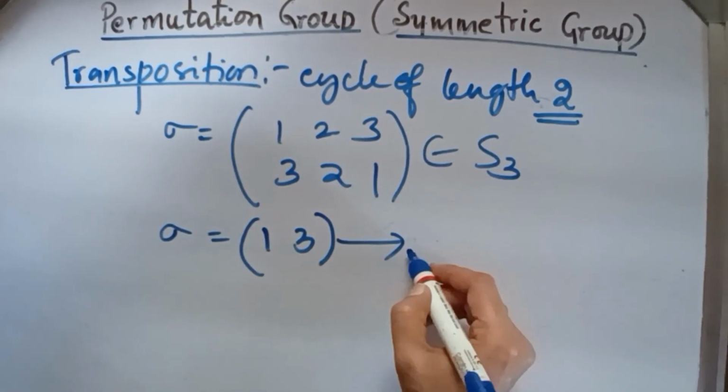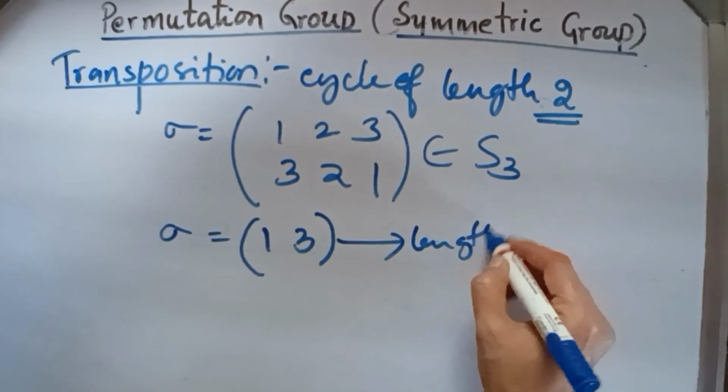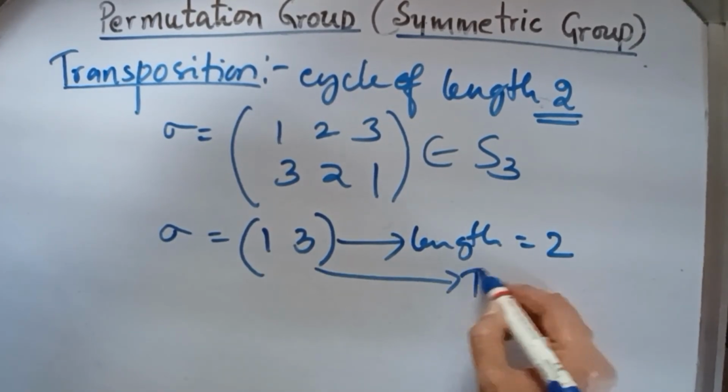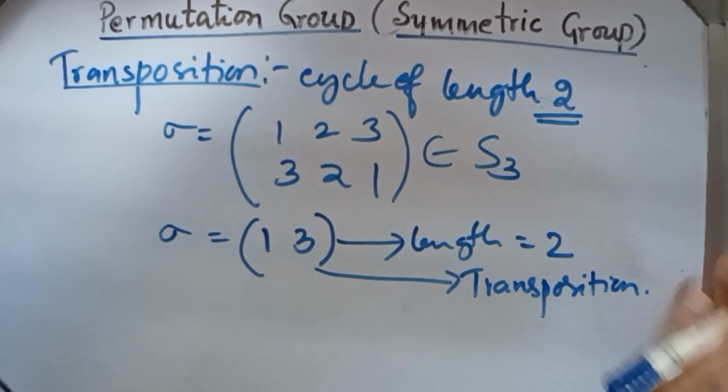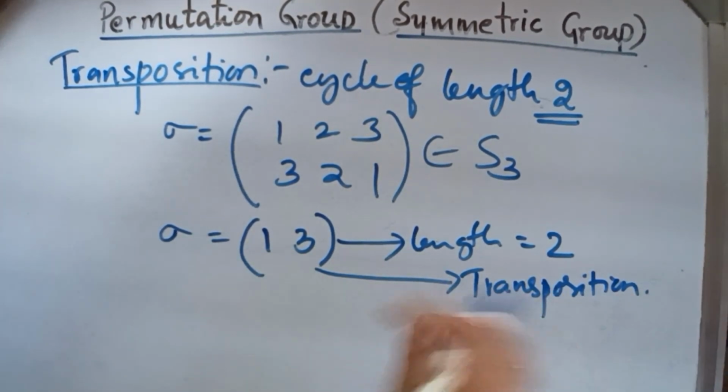So what is the length of this cycle? Length equal to 2. So this is called a transposition. Any cycle of length 2 is called a transposition.